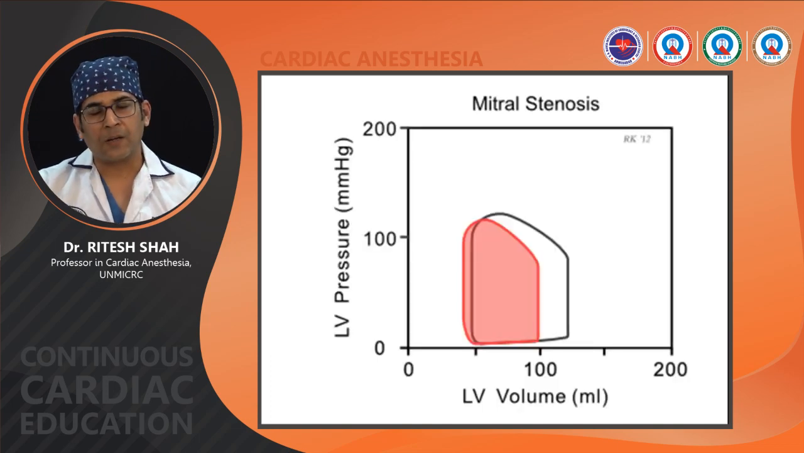Now come to cardiac conditions. What happens in a patient with mitral stenosis? As there is a restriction of blood flow from LA to LV in mitral stenosis, LV gets less blood, so left ventricular end diastolic volume is reduced, and so stroke volume gets reduced. As in mitral stenosis LV is not affected much, only LV preload is reduced, so stroke volume is reduced.